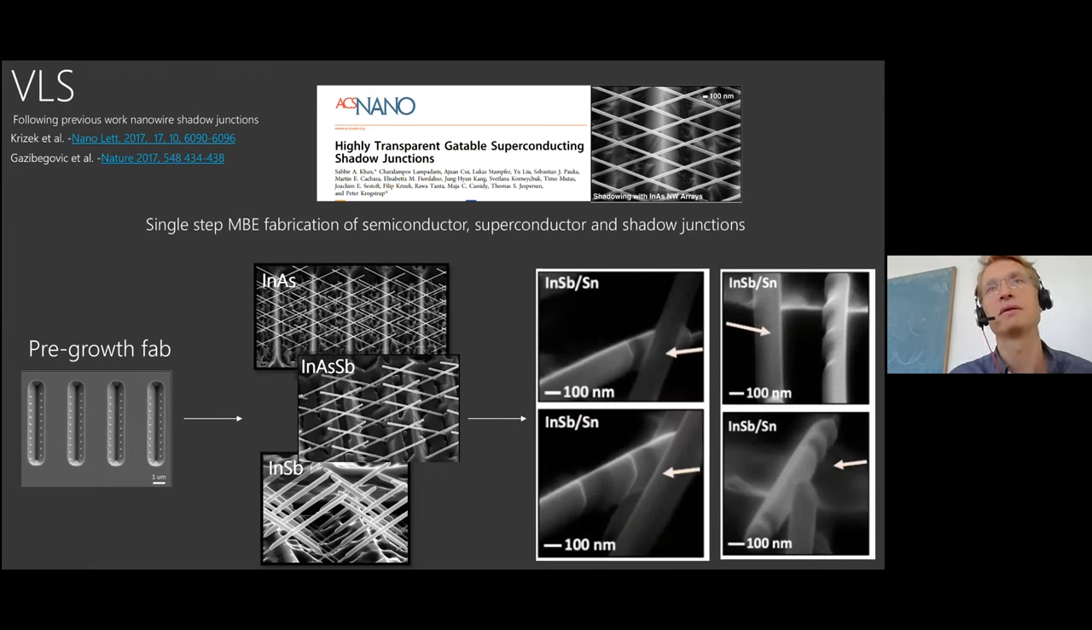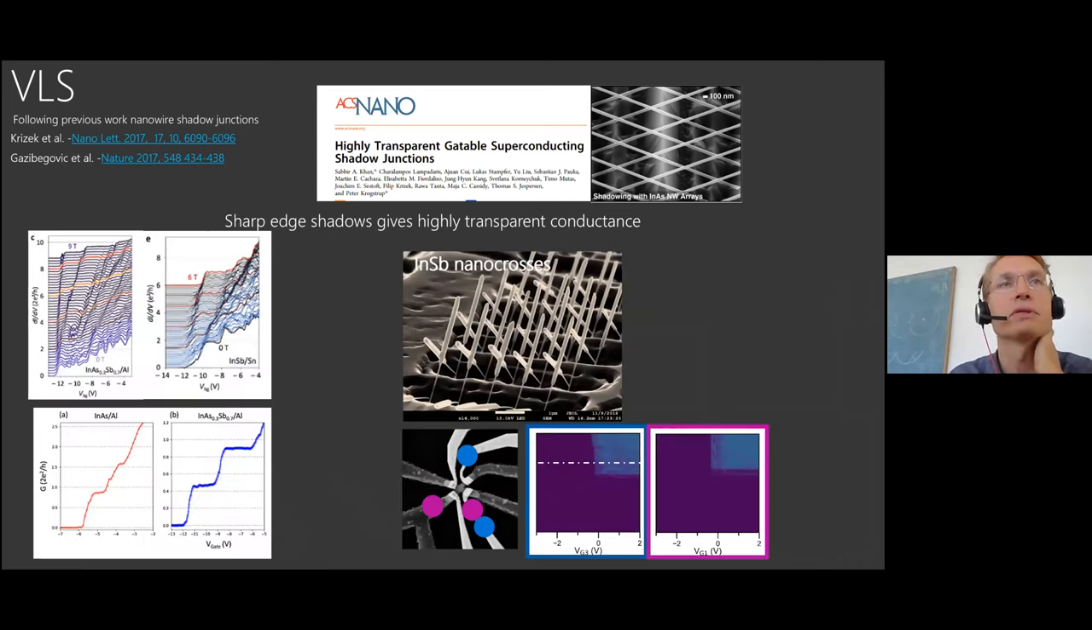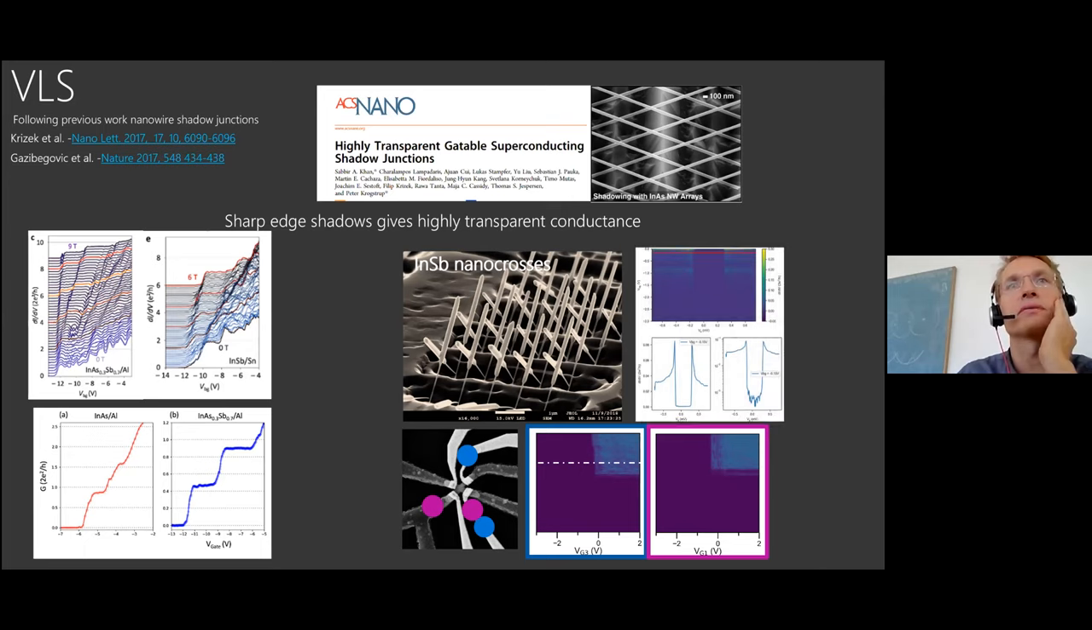So this is really a come-and-buy-my-nanowires, use-my-nanowires talk because I'm limited. But in this case here, you can see there's a lot of flexibility in making advanced structures with sharp junctions. And as this paper emphasized, it's really important to have sharp shadow junctions in order to have clean and transparent transport through the junctions. Yeah, as also stated here, I think that's where I would need to stop. So thank you for listening.